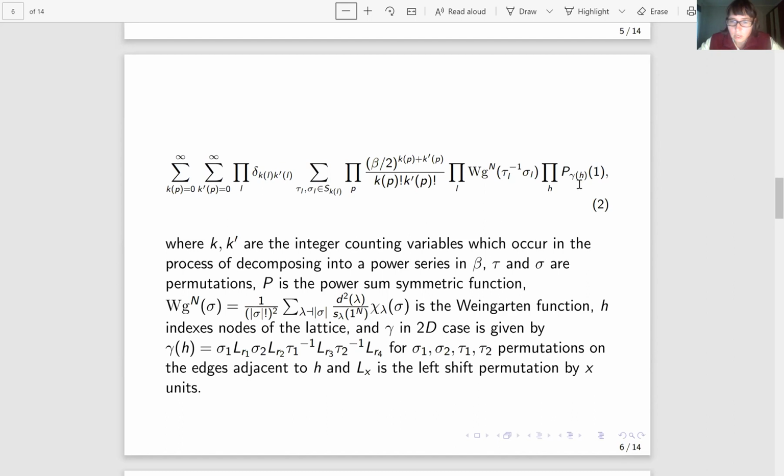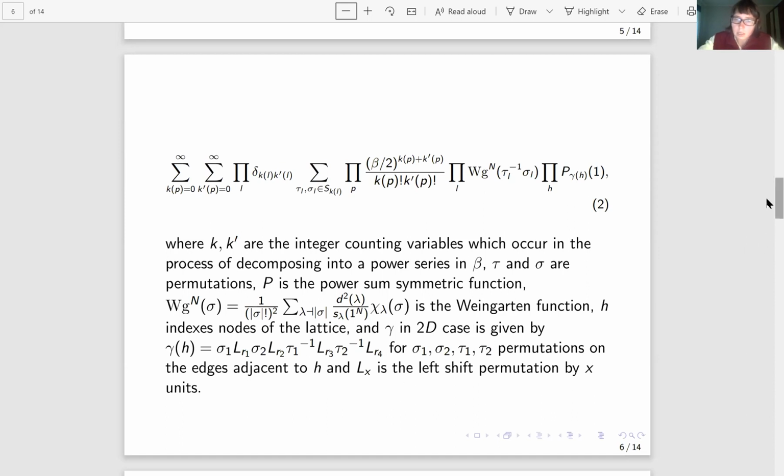Gamma of h, unfortunately, is pretty complicated. So h is some vertex in the lattice, and it has 4 edges adjacent to it, labeled by permutations sigma 1, sigma 2, tau 1, tau 2. And then L is the left shift, the cycle which shifts all the variables by some number x. Anyway, it's an expression of this sort, and it will be important later that it's an expression of this sort.